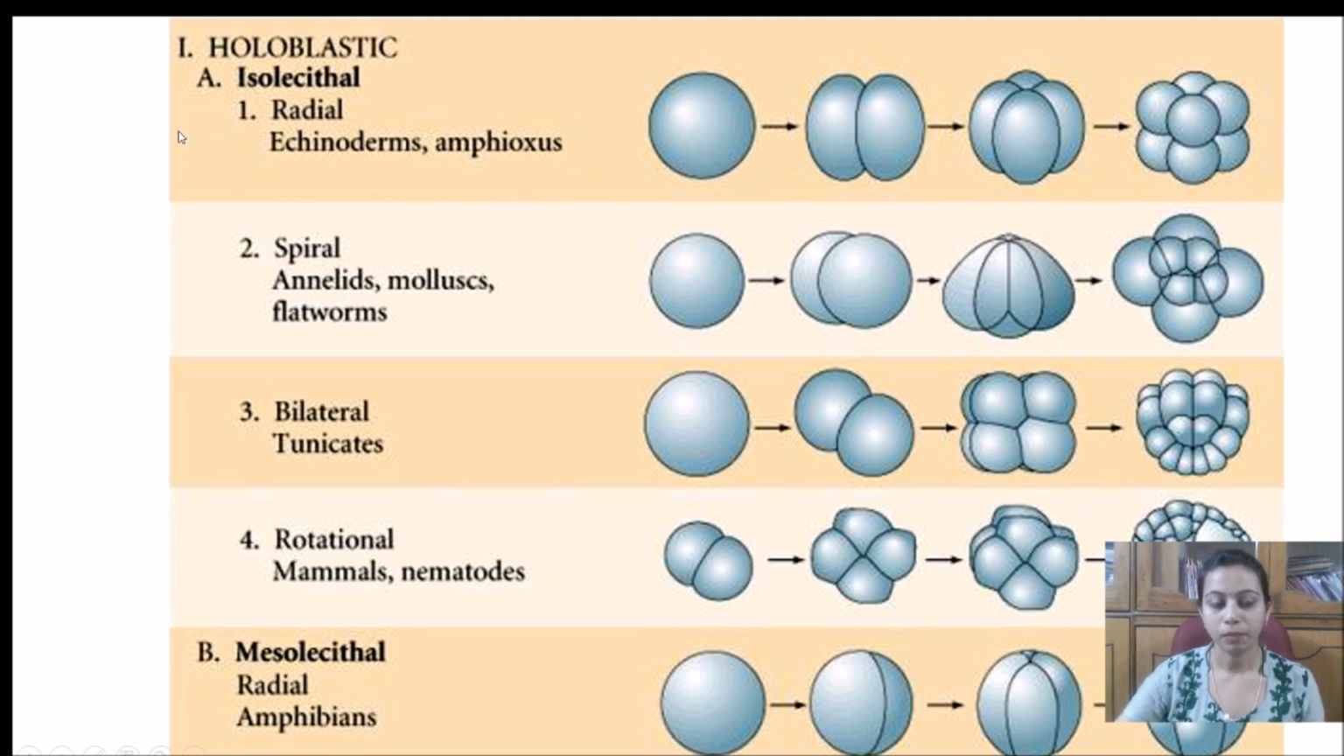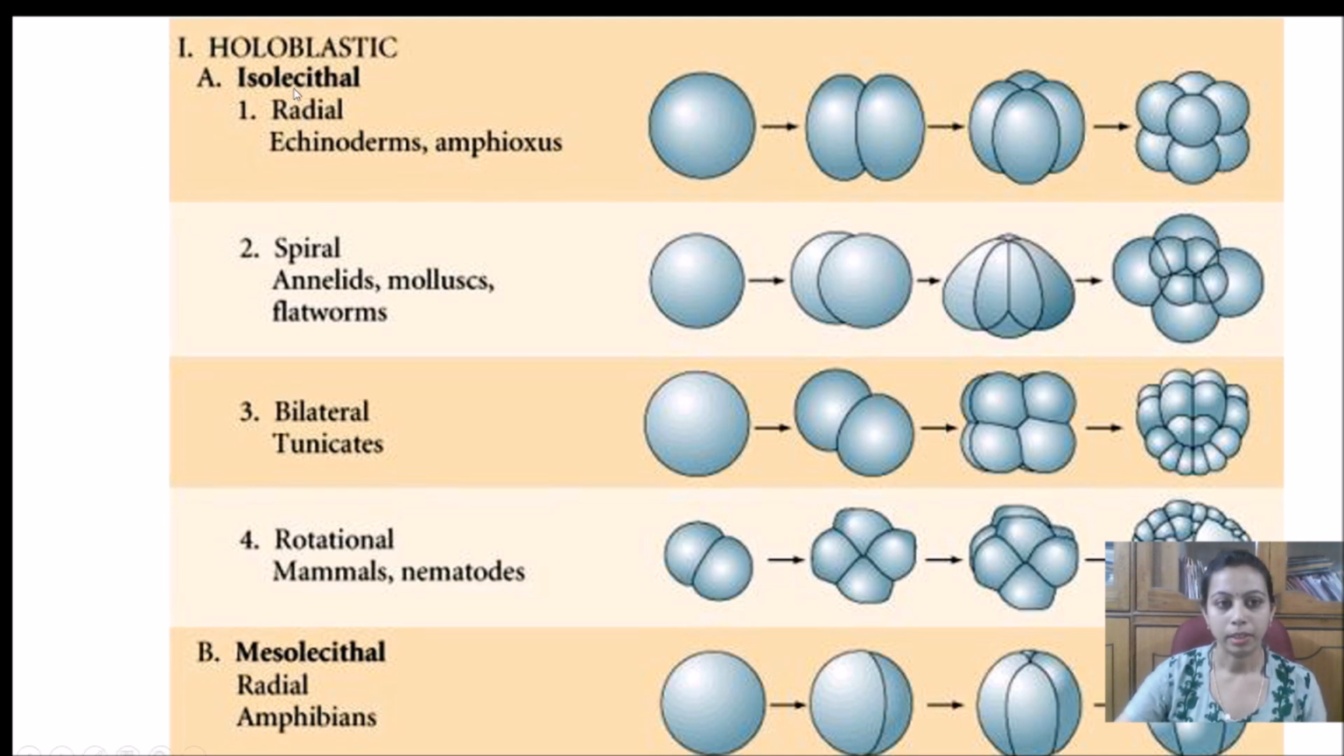So on the basis of distribution of yolk, the cleavage is of two types. One is holoblastic, which means complete division, and another is meroblastic. In holoblastic eggs, there may be two types of distribution of yolk, one isolecithal, or even distribution of the yolk, and the other mesolecithal, where a very small amount of yolk is present, but the distribution is uneven, present at a particular place and absent from the other place.